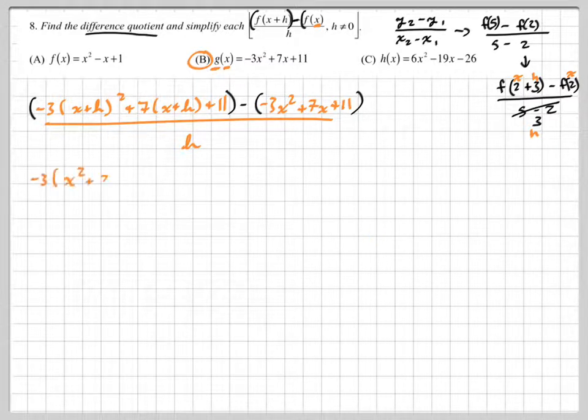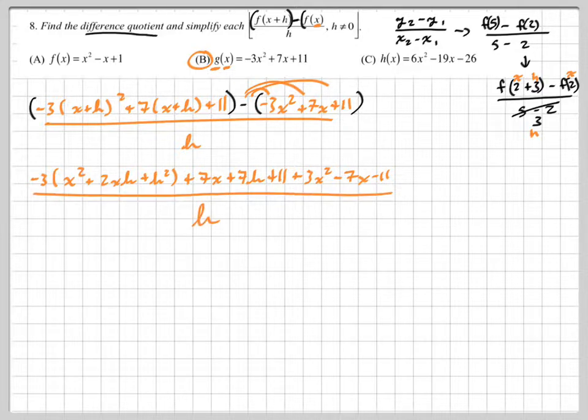Next, let's simplify. To start simplifying, I'm going to square the x plus h, and this is what I get, so fancy schmancy. And then I'm going to distribute the 7 to the x and the h, and then I have my plus 11. So that's the first guy, he's done. And then I have the minus of this. I'm going to distribute this negative to each of those terms, and this is what I'm going to get: a positive 3x squared, a negative 7x, and a negative 11. Then I'm going to divide by h. Let's distribute this 3 over here really quick to be done with that distribution. I'm not going to rewrite the whole thing, I'm just going to cross it out right there.